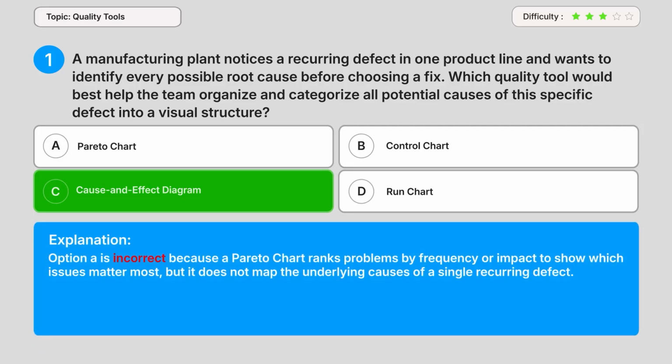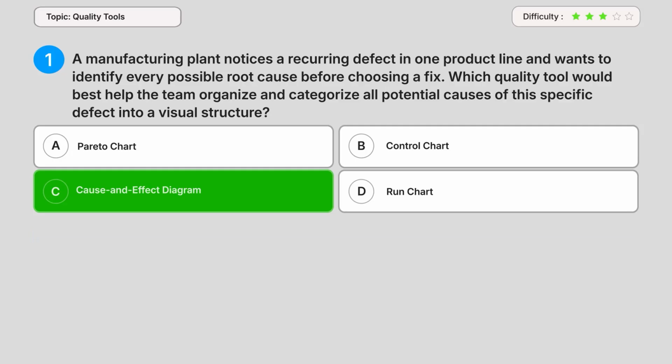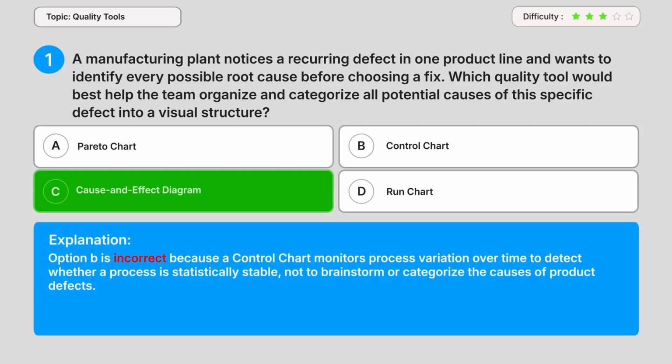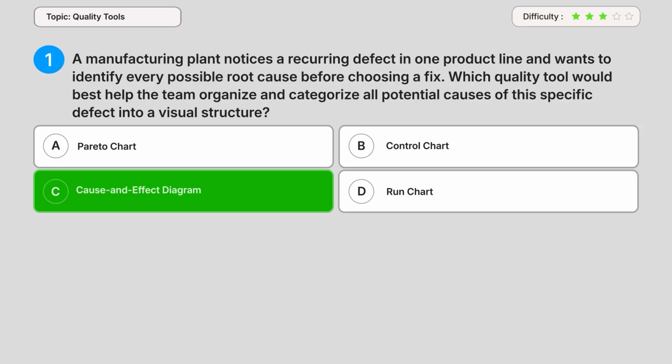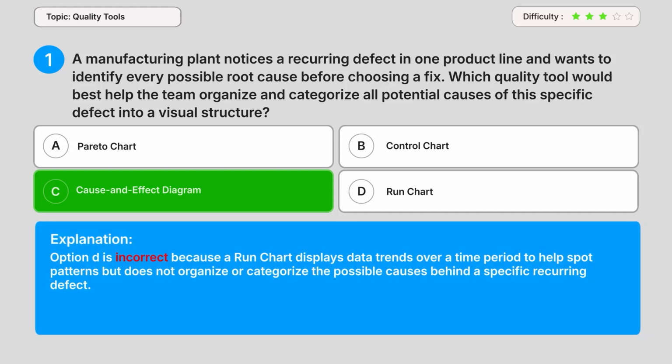Option A is incorrect because a Pareto chart ranks problems by frequency or impact to show which issues matter most, but it does not map the underlying causes of a single recurring defect. Option B is incorrect because a control chart monitors process variation over time to detect whether a process is statistically stable, not to brainstorm or categorize the causes of product defects. Option D is incorrect because a run chart displays data trends over a time period to help spot patterns, but does not organize or categorize the possible causes behind a specific recurring defect.